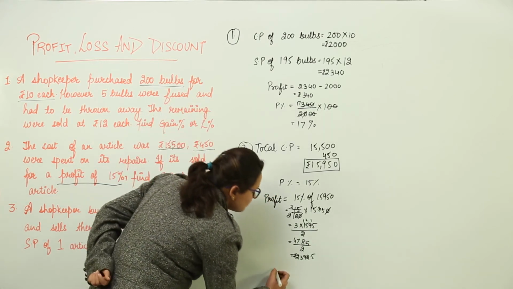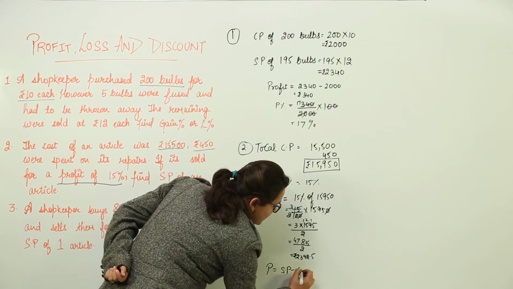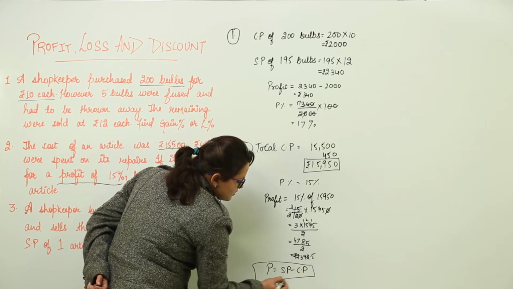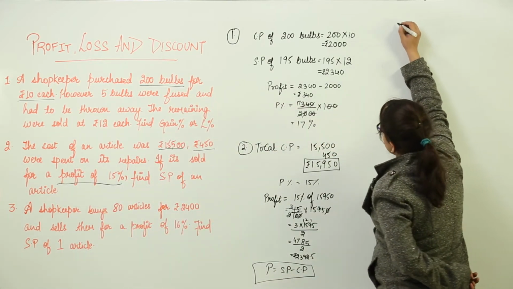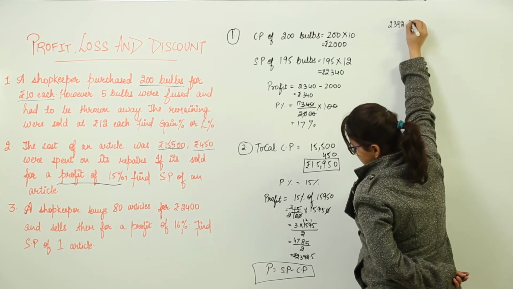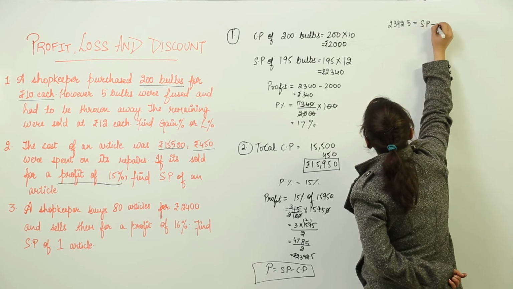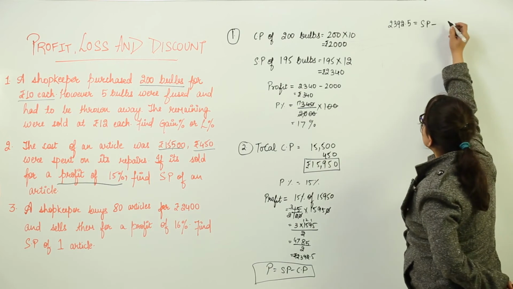Yes, we can. We discussed one formula earlier. Profit is equal to SP minus CP. Now in this formula, we have two quantities known and one is the unknown quantity. Now let us write the profit, which is 2392.5, equal to the selling price that we have to find out minus what is the cost price? It is 15950.